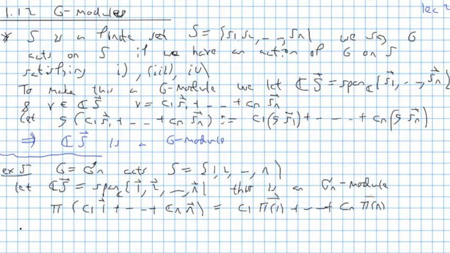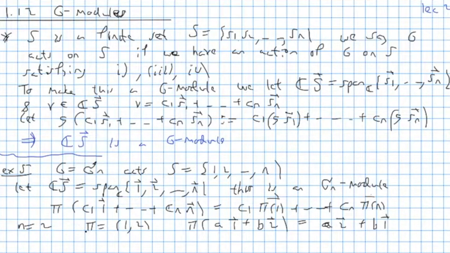So for example, say that n equals 2. If pi is the permutation where 1 gets sent to 2, then pi of A1 plus B2 would just be A2 plus B1.